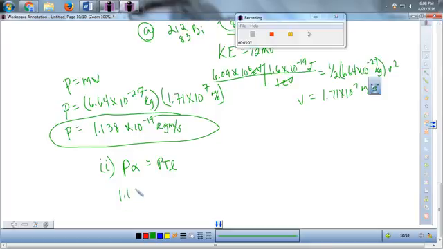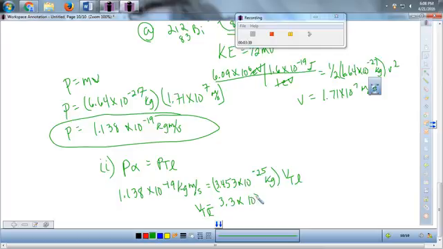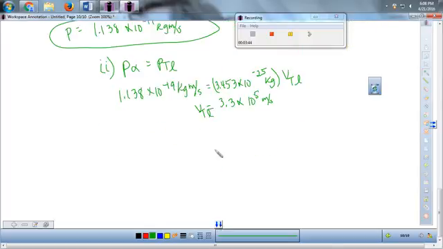So I had 1.138 times 10 to the negative 19th kilogram meters per second is equal to the mass of the thallium particle, and I converted that from u's into kilograms, and I got 3.453 times 10 to the negative 25th kilograms times the velocity of the thallium. So I got the velocity of the thallium to be 3.3 times 10 to the 5th meters per second. But of course that is not what the problem was asking me for. It wanted the kinetic energy.